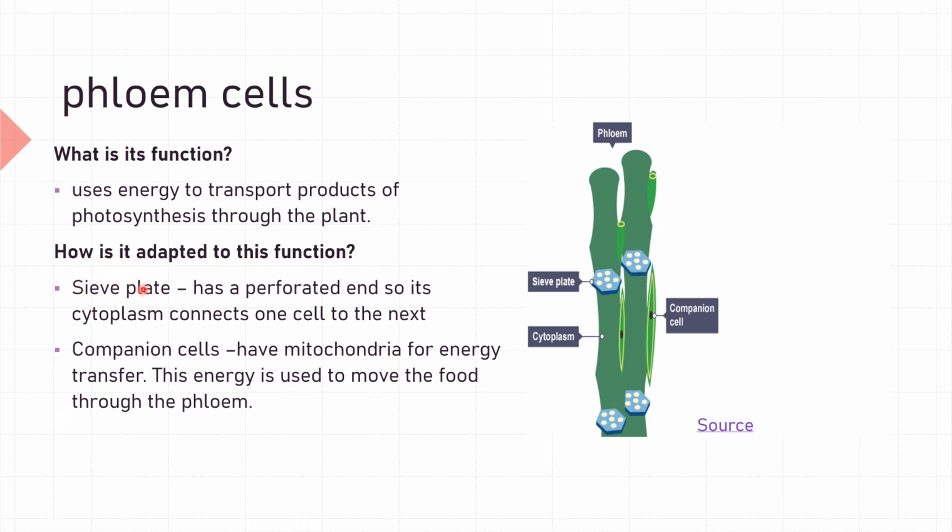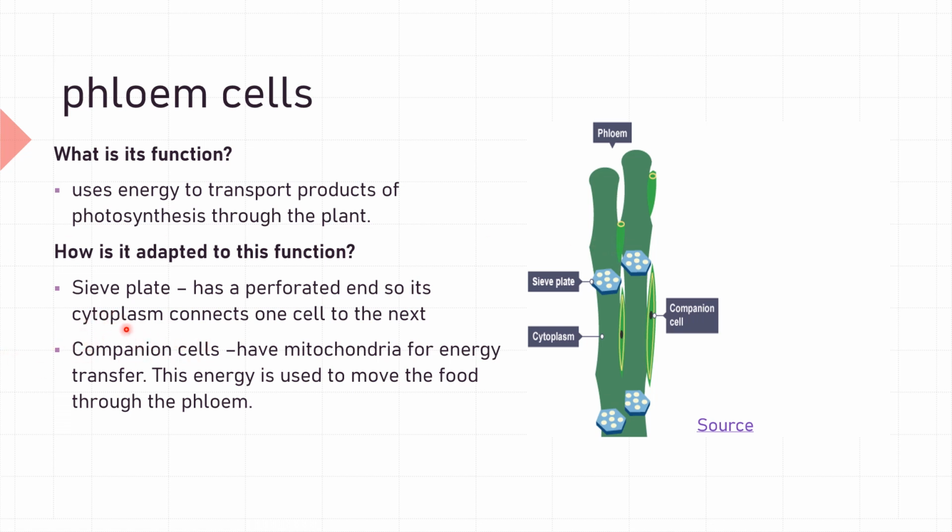So they have something that is called a sieve plate, as you can see here. They have holes inside, like a plate with holes. Why is this important? So the cytoplasm can connect one cell to the next. Really interesting. It's like a plate between two cells with holes, so the cytoplasm can connect between them.